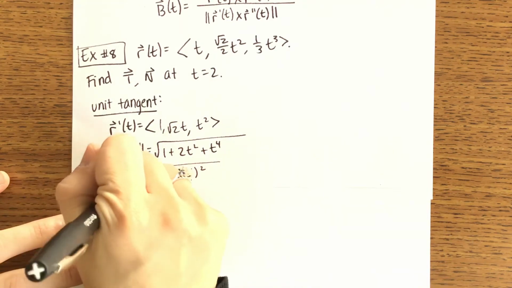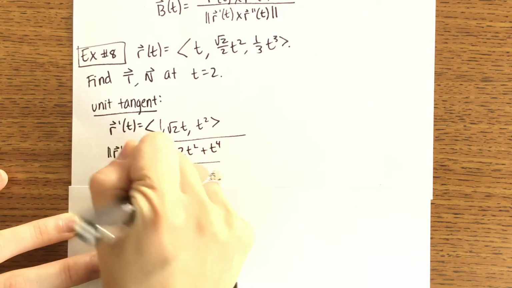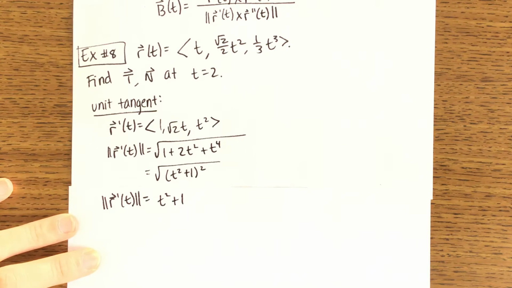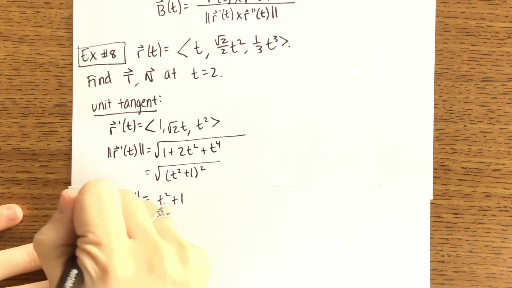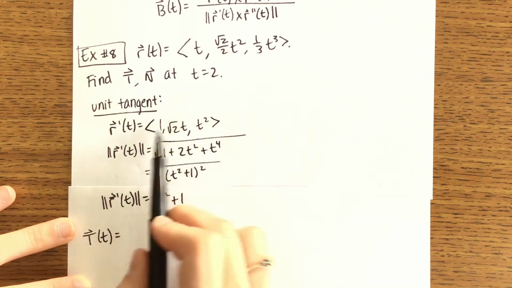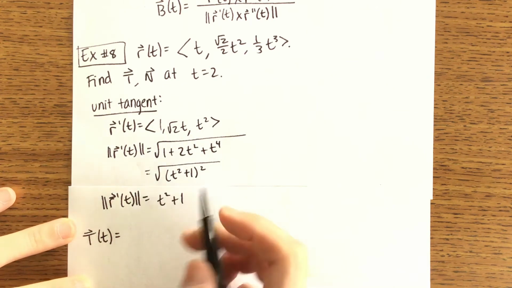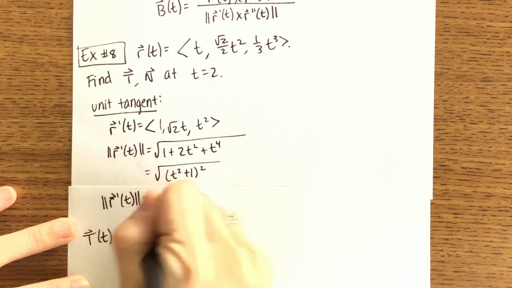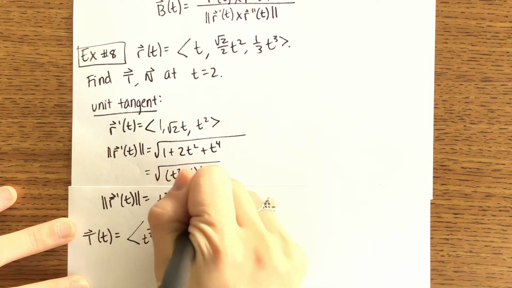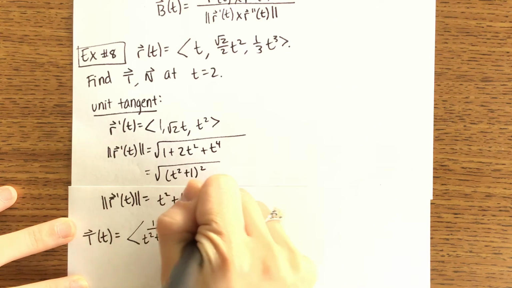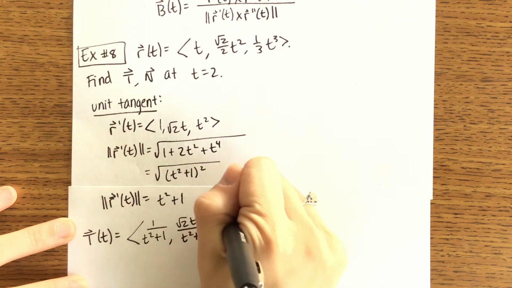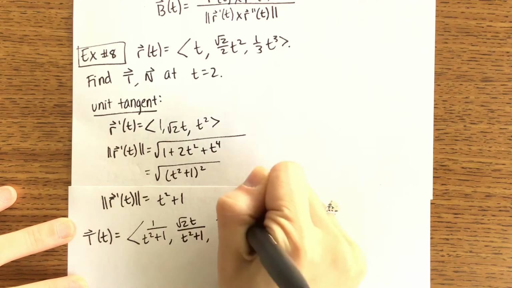So that then tells us that our magnitude is t squared plus 1. Our unit tangent vector then is going to be r prime of t divided by the norm. So we'll get 1 over t squared plus 1, comma, root 2t over t squared plus 1, comma, t squared over t squared plus 1.